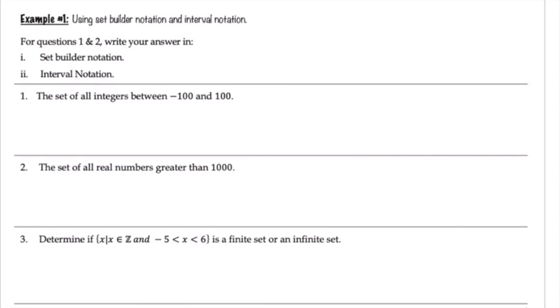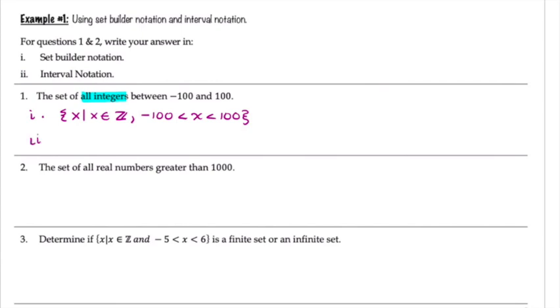So we have number 1, the set of all integers between negative 100 and 100. So for I, we're going to say X such that X is an element of the set of integers, comma, and we're looking at our inequality from negative 100 all the way to 100. It says between, it does not say anything that's included, so this is how we're going to represent those numbers.